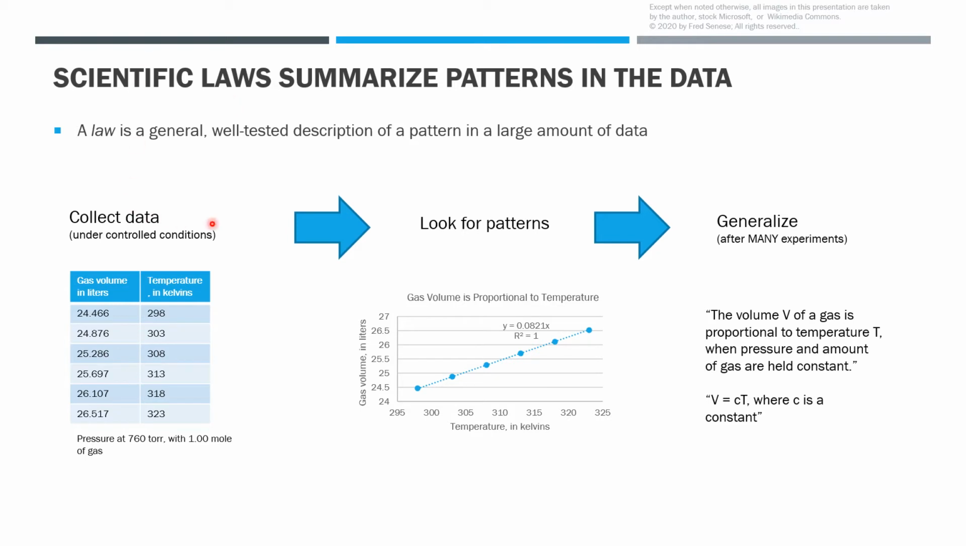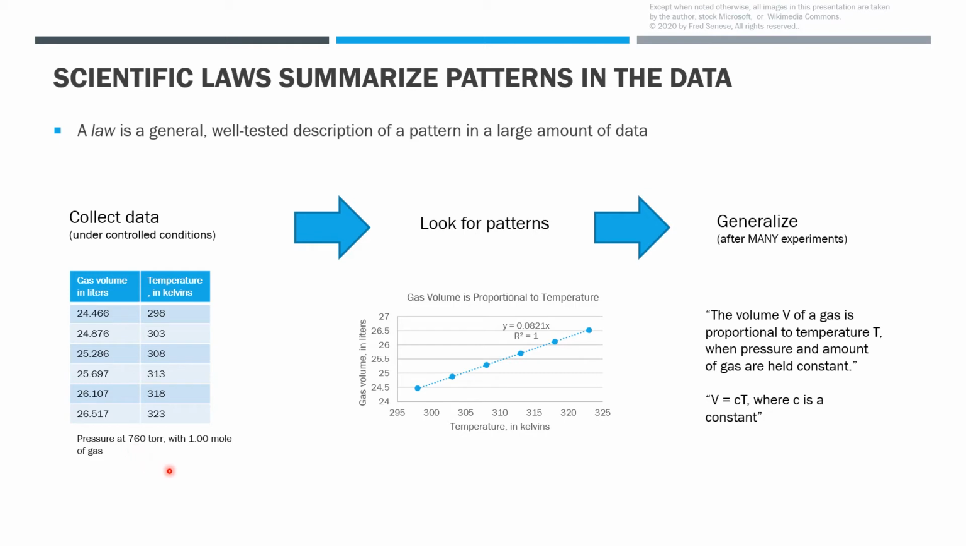Now, here is how laws are made. Suppose you want to find a relationship between the volume of a fixed amount of gas and its temperature. Now, you know that heating a gas makes it expand, and that's true as long as the pressure isn't increasing at the same time. So we decide to measure the volume of a fixed amount of gas at several different temperatures, and we're going to hold the pressure constant. And we're going to keep the amount of gas fixed as well.